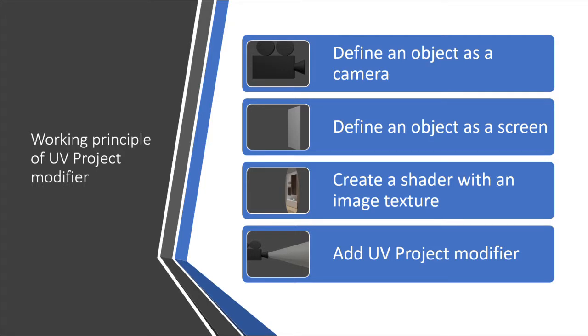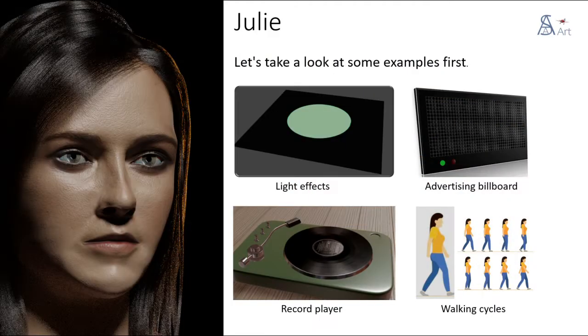The principle of using the UV project modifier is quite simple. You just need to define an object as a projector, define an object as a screen, create a material containing the image to be projected and add the modifier. Let's take a look at some examples first.